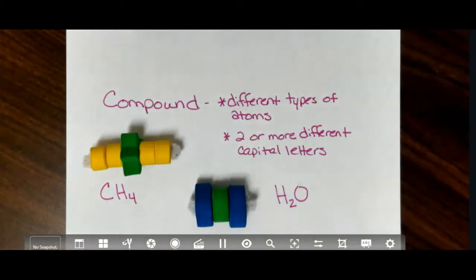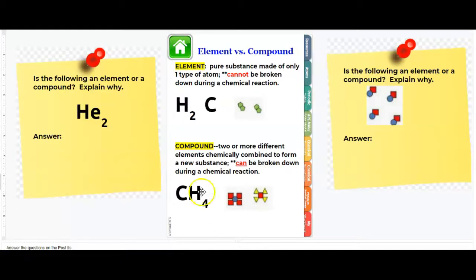Now, if we look in our notebook, we also have a page, slide number 32, which goes over the difference between an element and a compound. And one of the main differences we see is an element cannot be broken down any further during a chemical reaction, but a compound can be broken down. I could separate out the carbon and the hydrogen. Now you notice the shapes, two different colors, two different shapes. Here, same shape, same color.